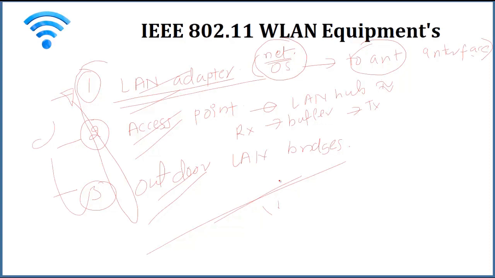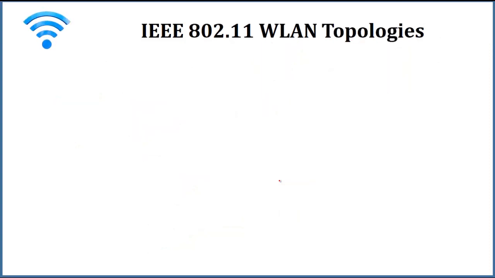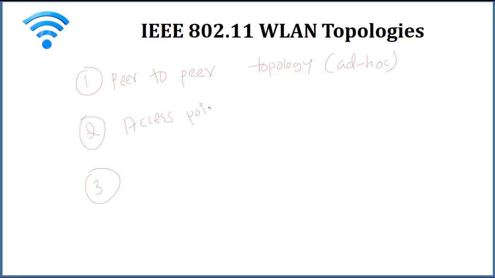Next we'll discuss topologies, which is again a systematic approach. Wireless LAN topology: how many topologies are there? In general there are three topologies. We'll see them in detail. The first one is the peer-to-peer topology, which is also called ad hoc. The second one is the access point topology, and the third one is point to multipoint.